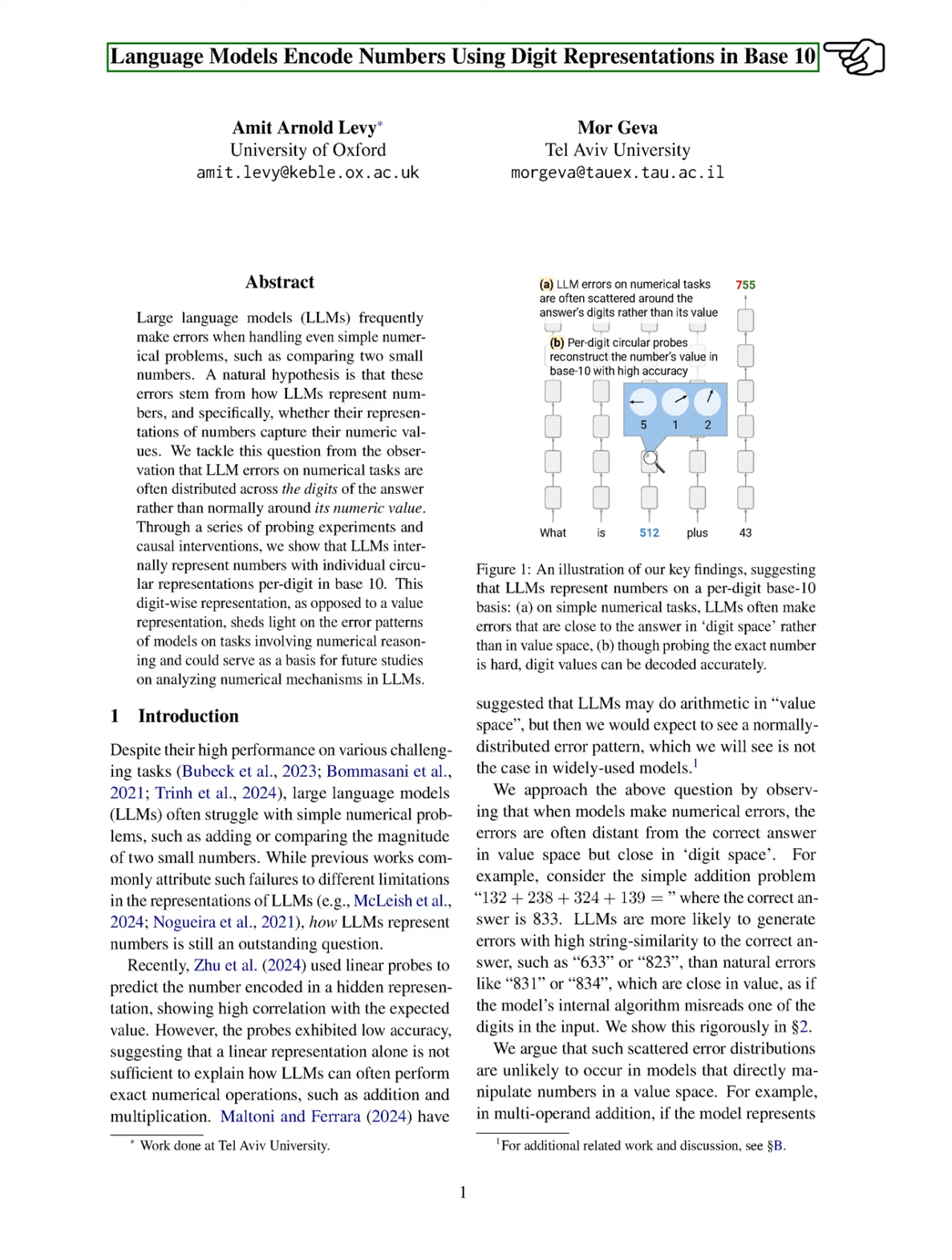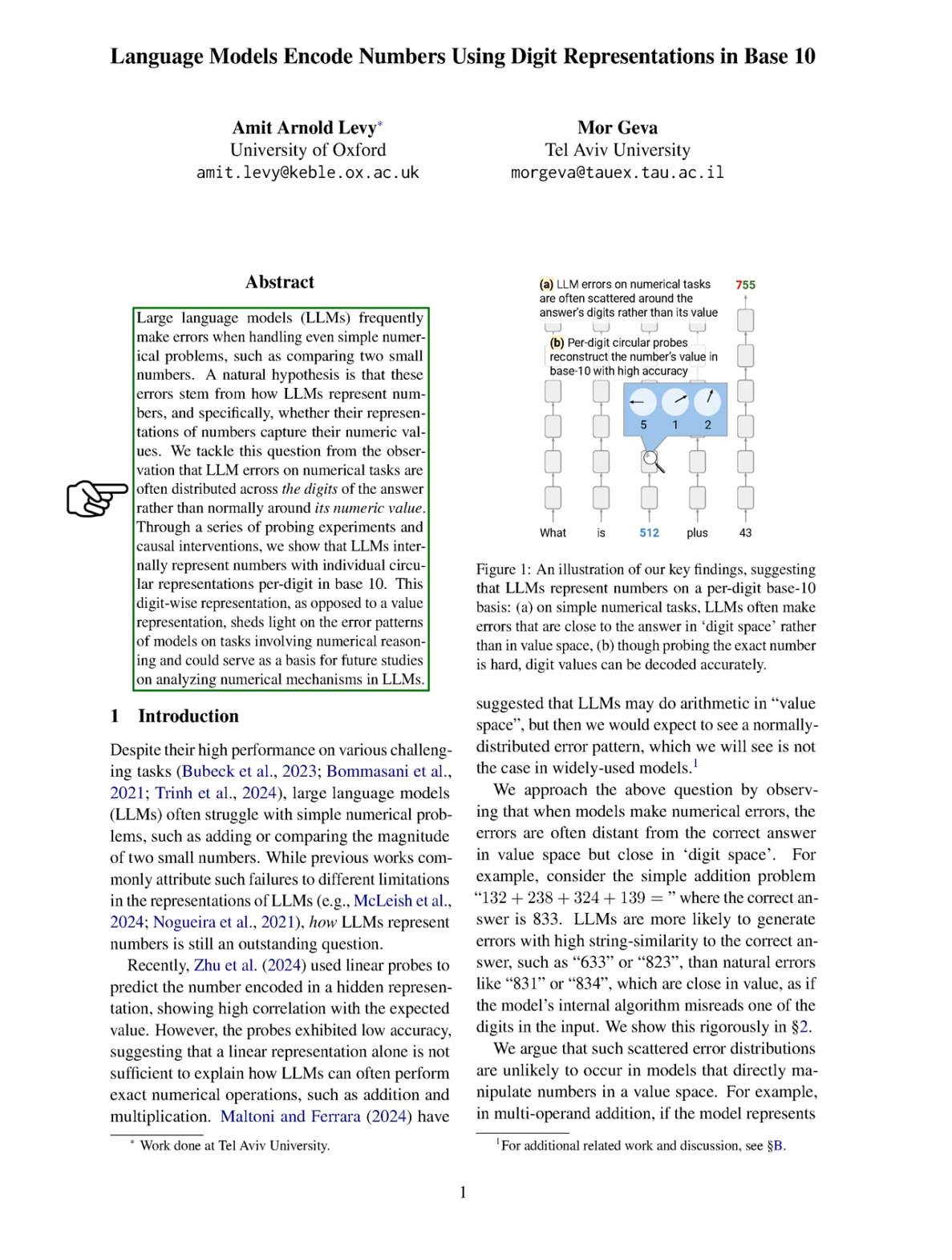Section: Introduction. In this section, we discuss how large language models, LLMs, perform well on many tasks but often struggle with simple numerical problems, like basic addition or comparing small numbers. Previous research has pointed out that these failures might be due to how LLMs represent numbers, which remains an open question.